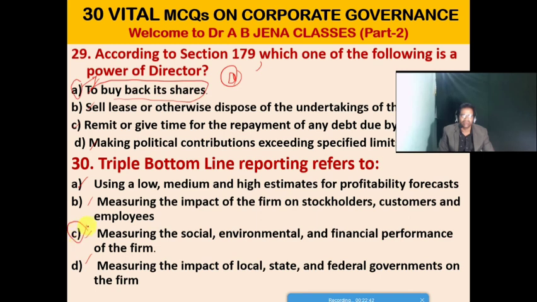Friends, so C is the right option for this MCQ. Triple bottom line reporting refers to what? Measuring the social, environmental and financial performance of a firm.